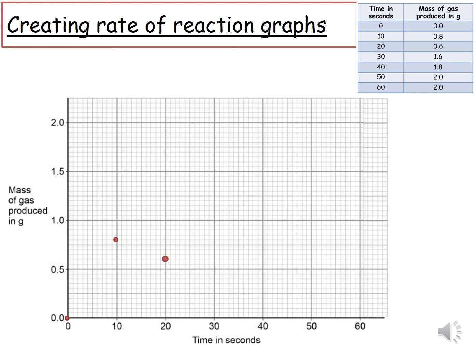So I've got mine for 20 seconds, that is 0.6, 30 seconds, 1.6, 40 seconds, 1.8, 50, and 60, I've got 2. Next, you need to draw a line of best fit. In this case, it is a smooth curve.